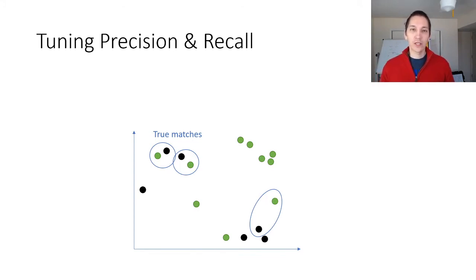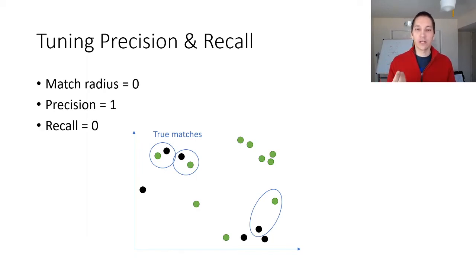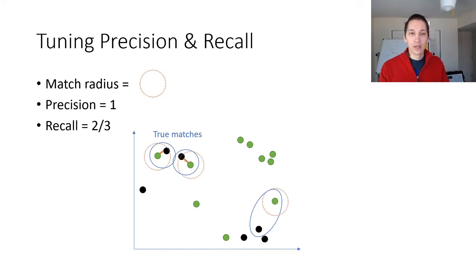So let's suppose that the true matches are the ones that are circled here in blue, and I were to, for example, be trying to tune the matching radius of a nearest neighbor classifier. So if I have a match radius of 0, I don't produce any matches, and my precision is 1 because, well, I haven't returned anything, so everything I return is a true match, but I don't return anything. The recall, though, is 0 because I don't return any of the true matches. Now, if I have a small radius, I could get, for example, 2 of the true matches correct, but I don't get 1 of the true matches correct. In this case, my precision is 1 because every single match that I return is a true match, but my recall is only 2 out of 3.